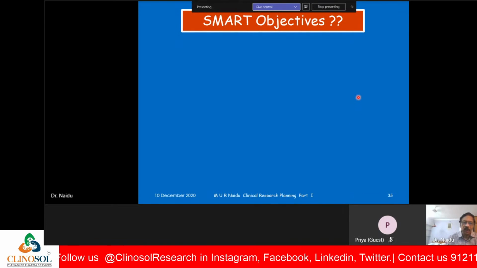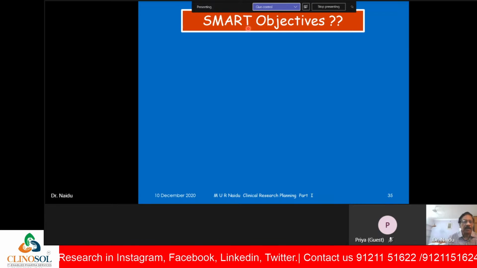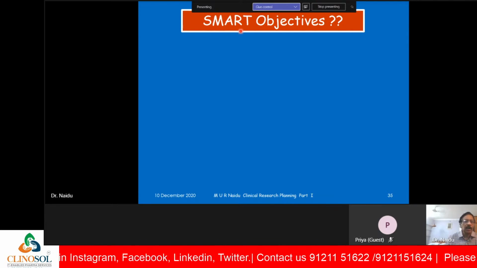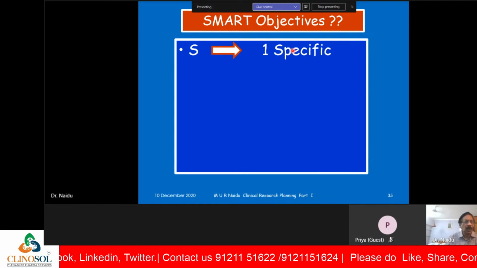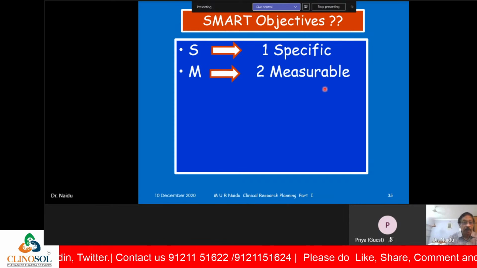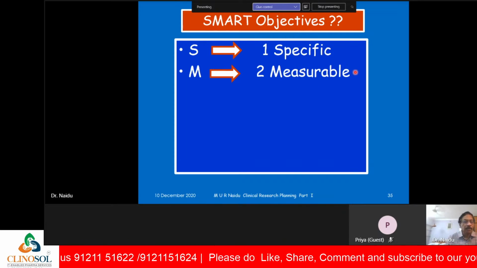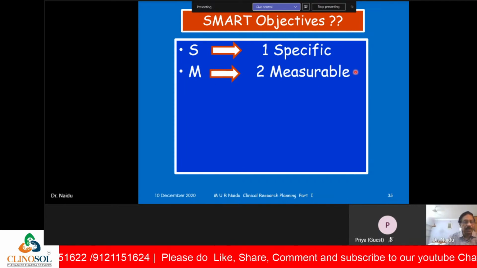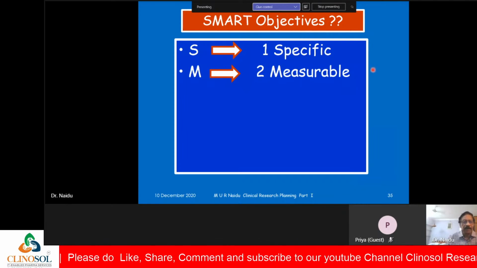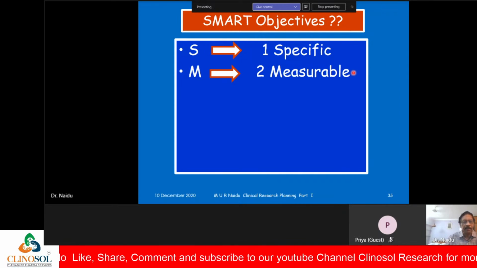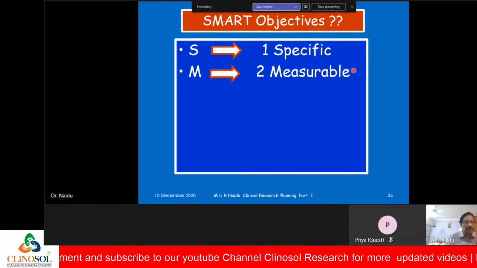Then you should remember the word SMART whenever you are writing objectives. So you should be smart like me to write an objective. You should be very specific about what you want to do. It should be measurable. Whenever you want to do some study, it should be measurable. If somebody wants to repeat the same thing, he will use the same drug and he should be able to measure the same thing that you measured, blood pressure, blood glucose level or anything. So it should be measurable by another person.